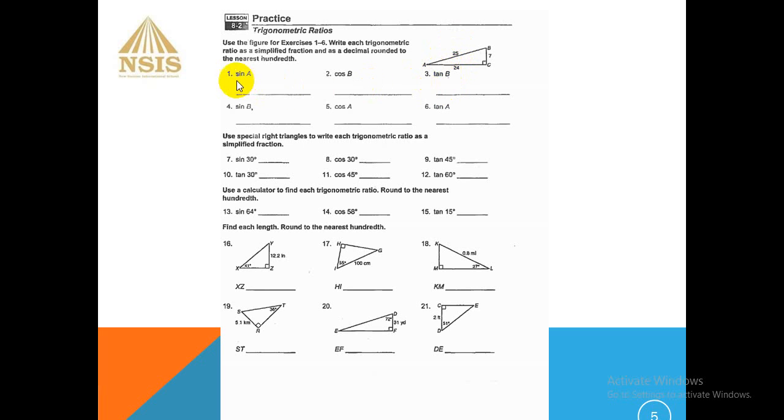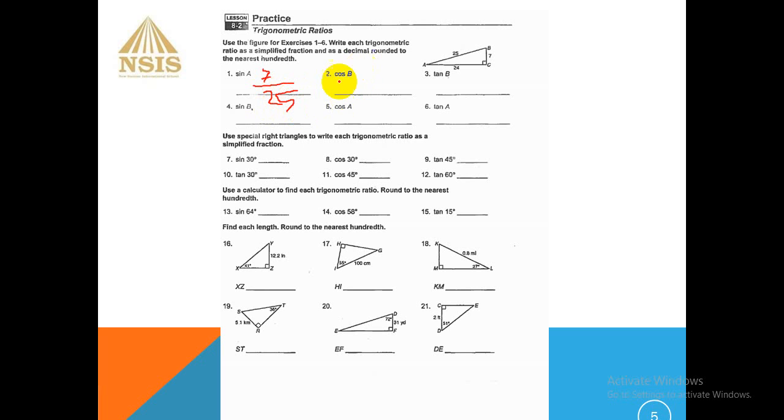Very good. Now if you want sine A, what did we say about sine A? Sine A is opposite over hypotenuse. So it's 7 over 25.